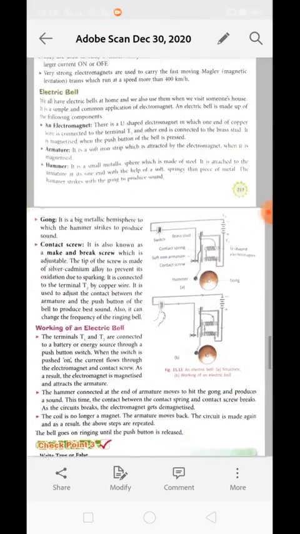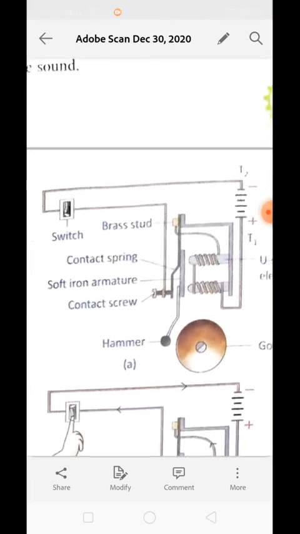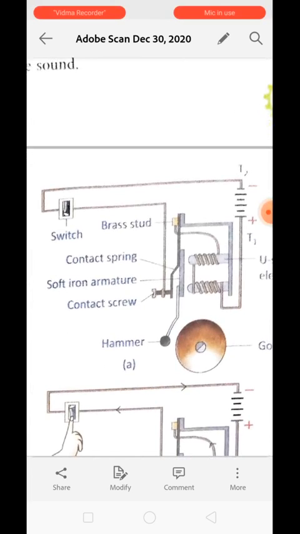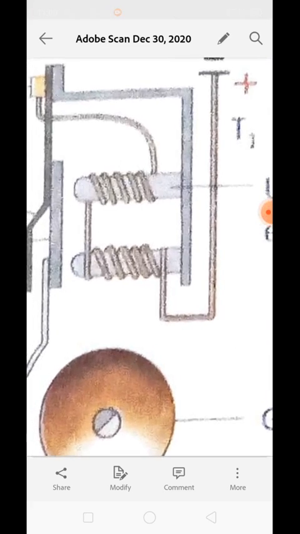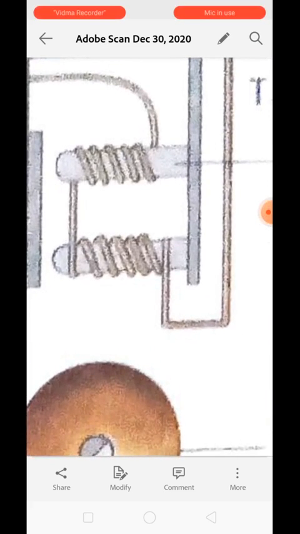Just see the structure over here. This is how the electric bell setup is. Now we will study each part of this electric bell one by one. First we have to talk about a very important part of the electric bell, that is the U-shaped magnet. It is the U-shaped electromagnet.